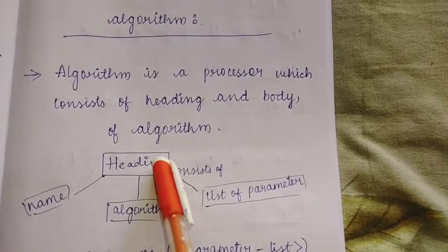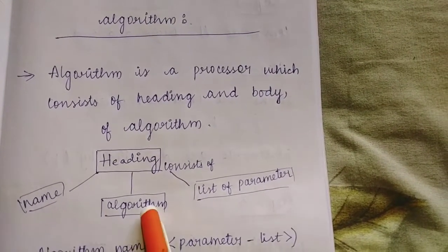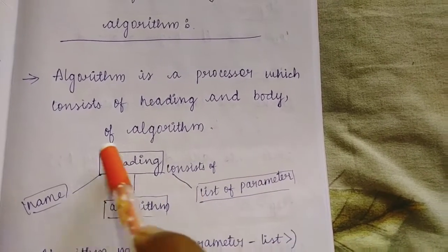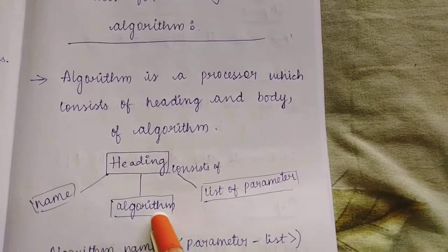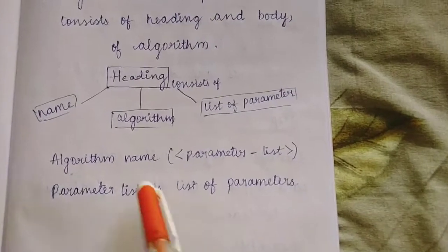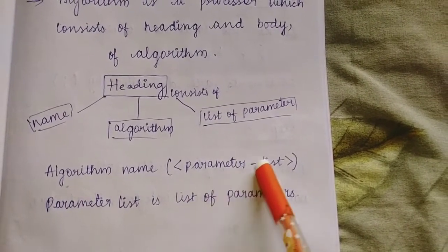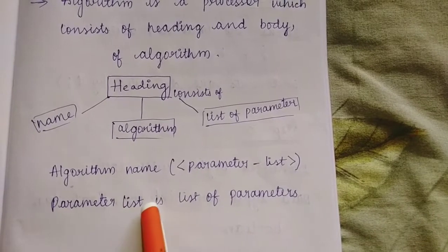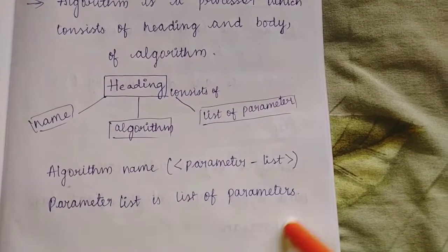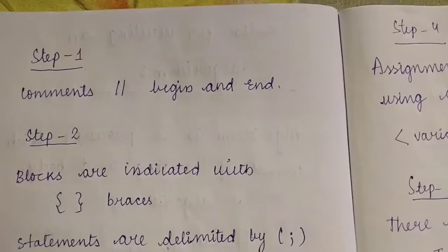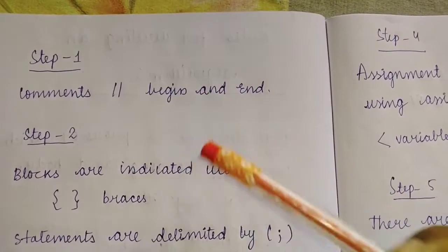Now the heading consists of the name, algorithm, and a list of parameters. We'll see what the algorithm name defines: it defines the parameter list. The parameter list is nothing but the list of parameters. Now we'll see the steps of how to write an algorithm.